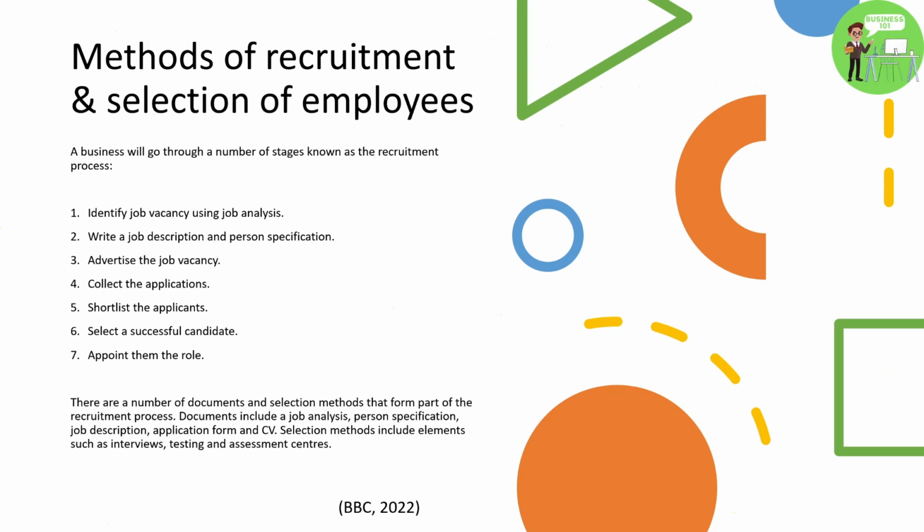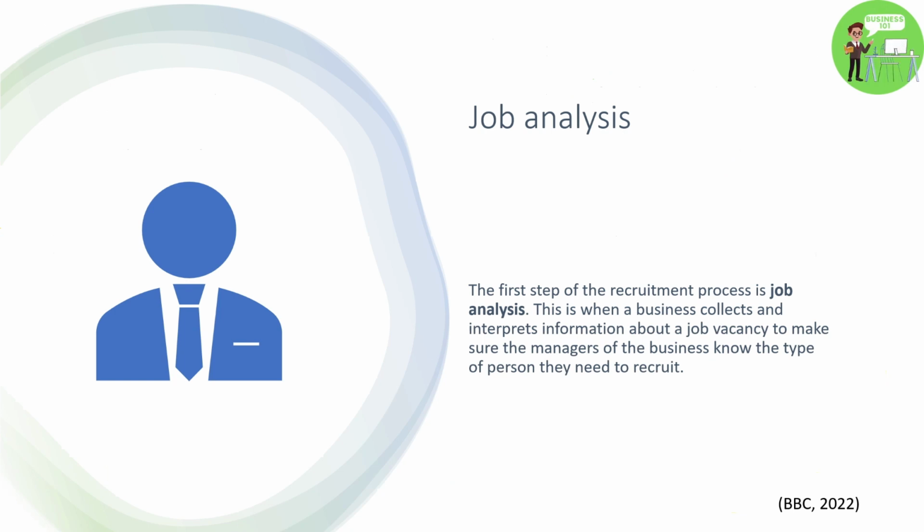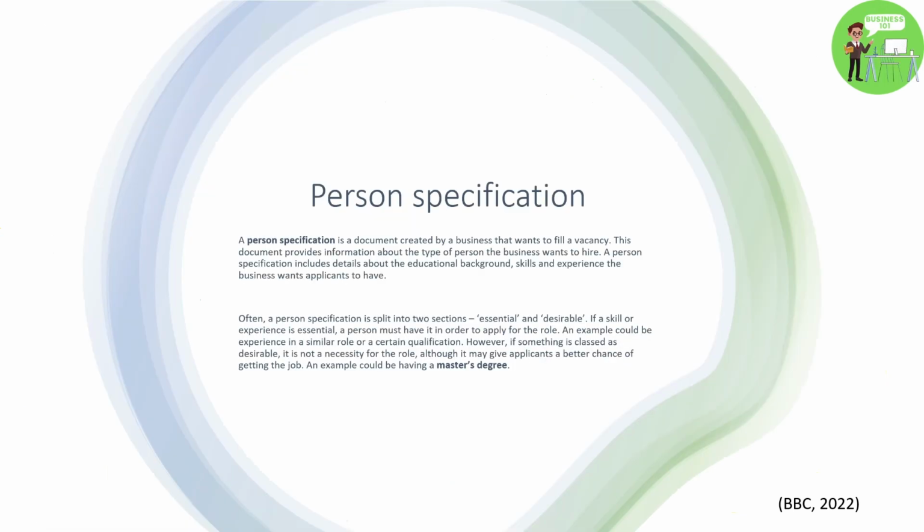There are a number of documents and selection methods that form part of the recruitment process. Documents include a job analysis, person specification, job description, application form and CV. Selection methods include elements such as interviews, testing, and assessment centers. So, job analysis, what is this? The first step of the recruitment process is job analysis. This is when a business collects and interprets information about a job vacancy to make sure the managers of the business know the type of person they need to recruit.